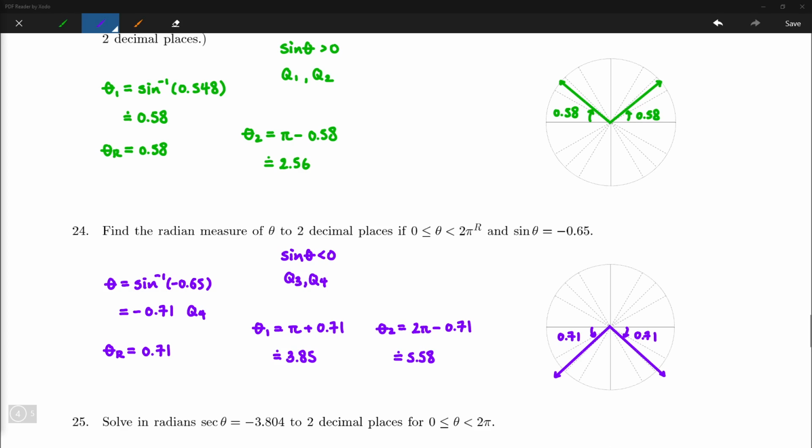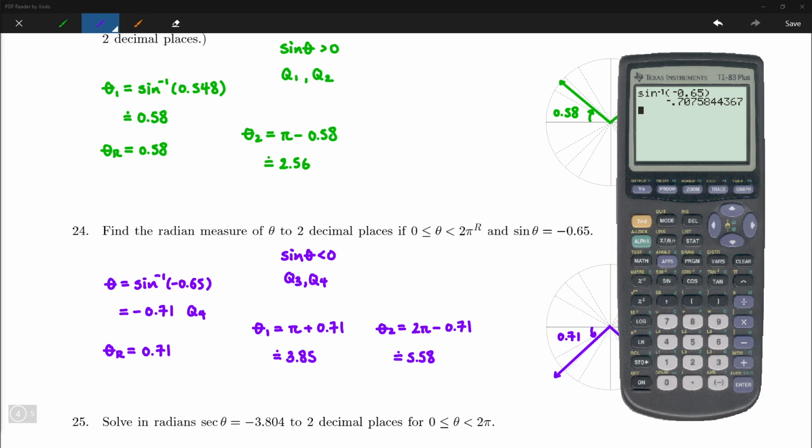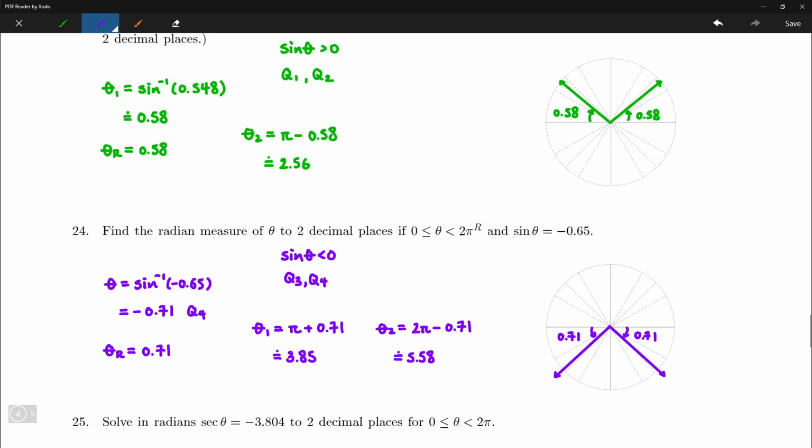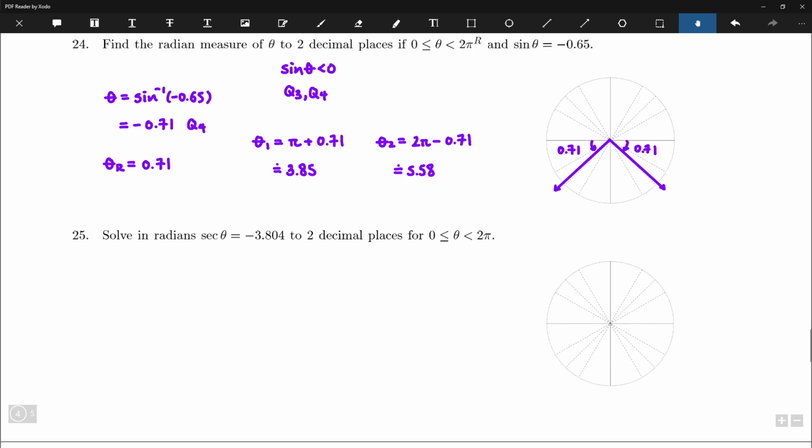Okay, so to make sure that is right, here we go. 2 pi, and then, right, so that's 5.58, so that's good. Okay, next one, same kind of thing. Here we know that secant theta is negative, so therefore cosine theta must also be negative. That means our solutions will be in quadrants 2 and 3.